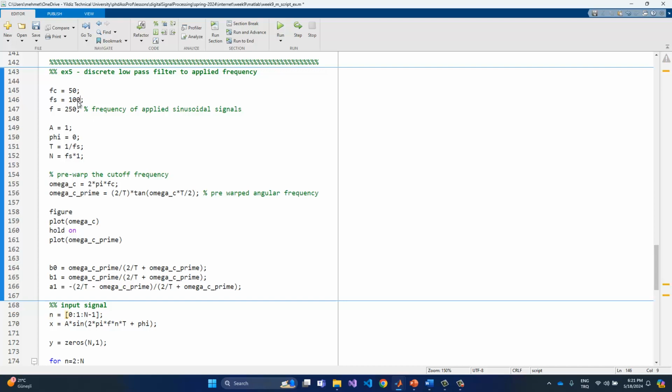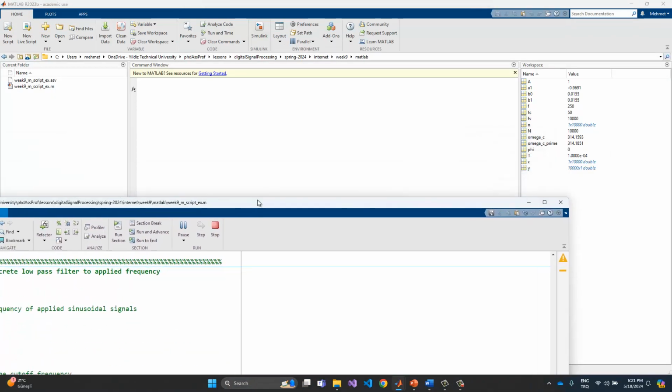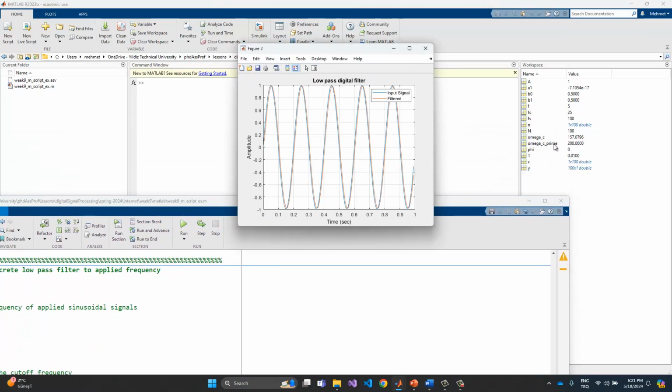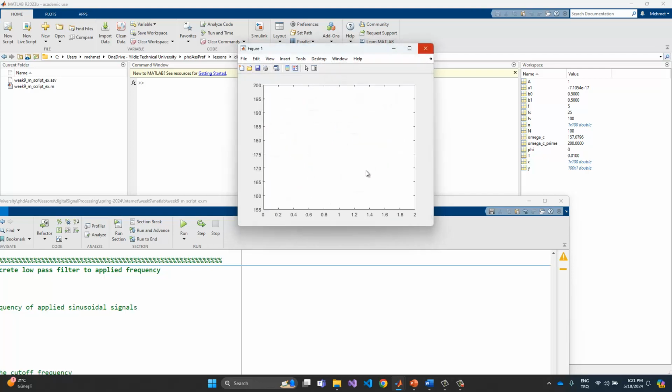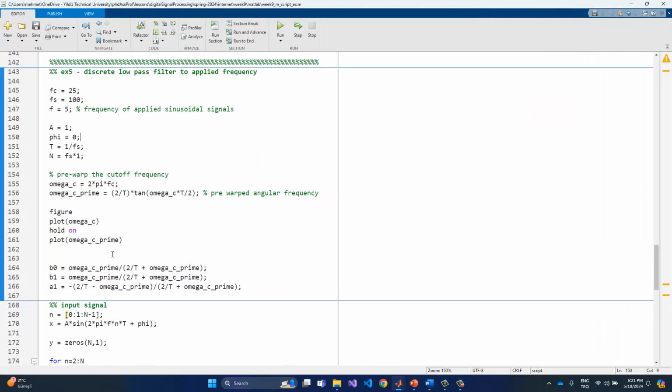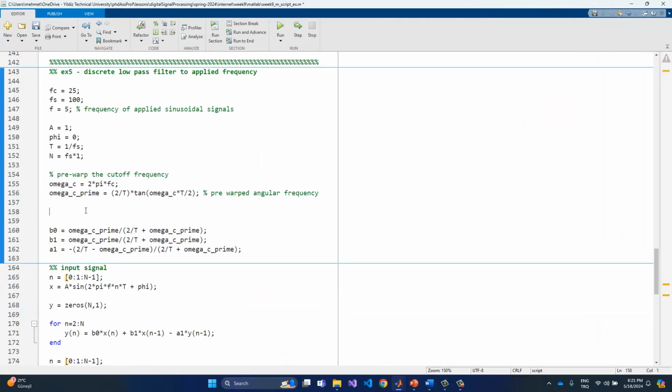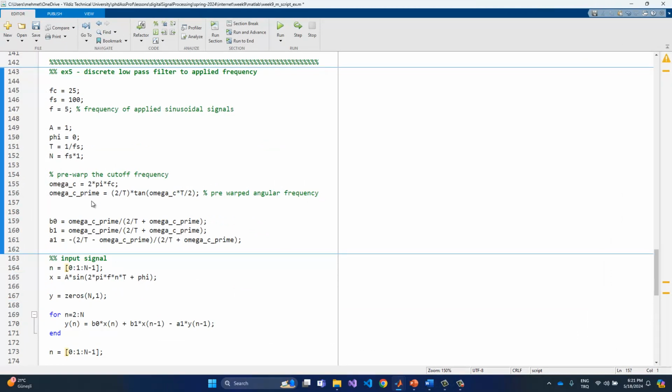But in some cases maybe you can choose, for example, fs of 100 and the cutoff frequency is 25, for example. And so if I choose 5, and if I rerun this code, then omega c prime is equal to 200, but omega c is equal to 157. Okay, this is important right now because we have changed the signal representation in here, right?